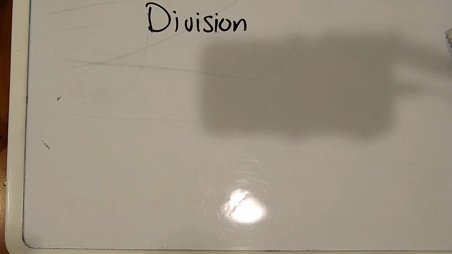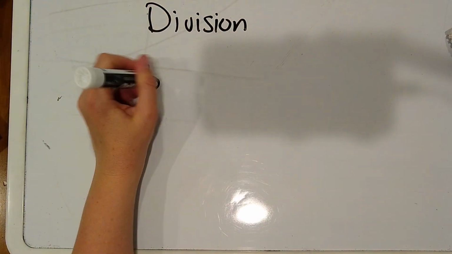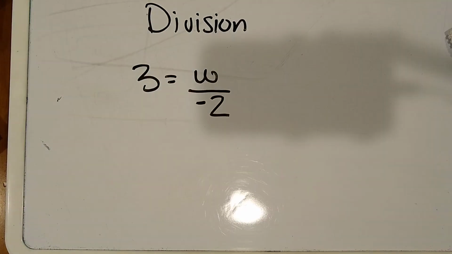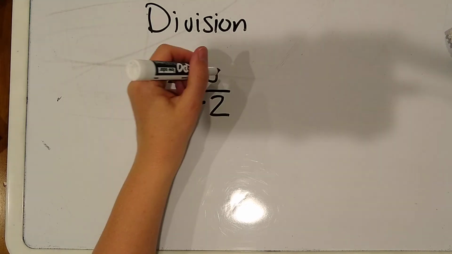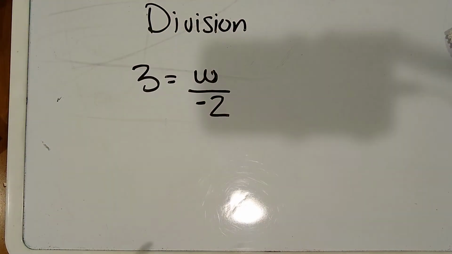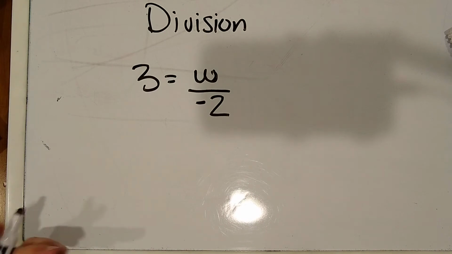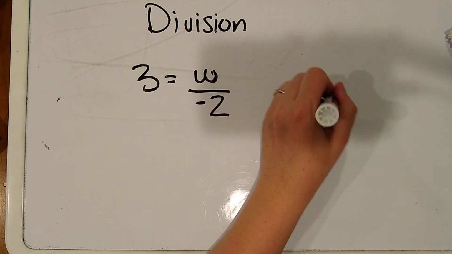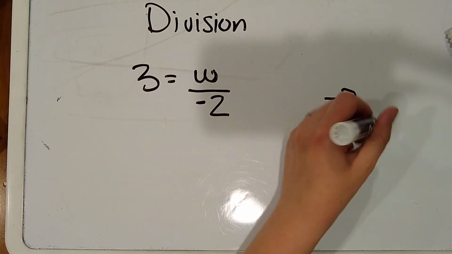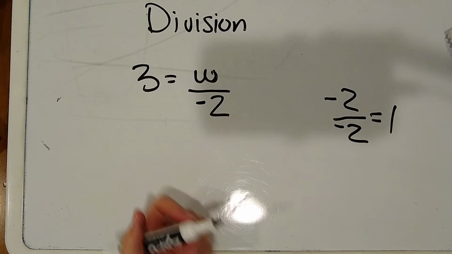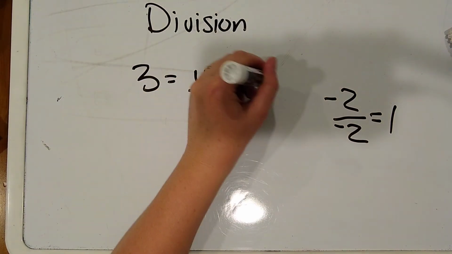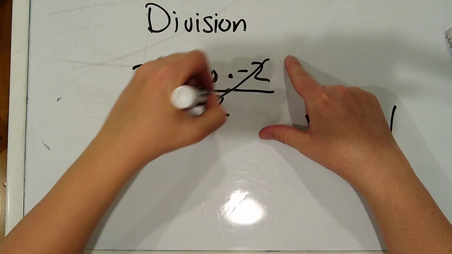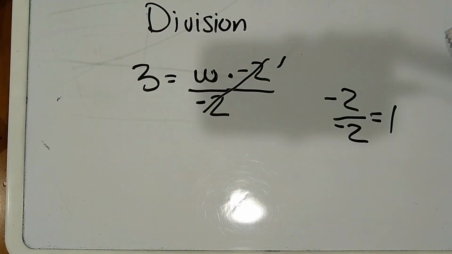What if I had 3 equals w divided by -2 this time? I've written it backwards, and I've put a negative in there just to make it ugly. We're still looking for that beautiful fraction. We're looking for that -2 over -2 that will equal 1, and to make that, I'm going to multiply by -2. So now I have a -2 on the top and a -2 on the bottom. That will go ahead and make 1 whole pizza.